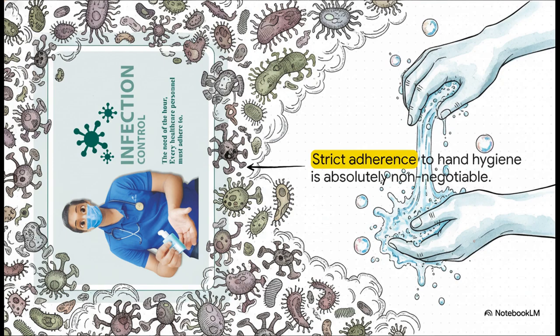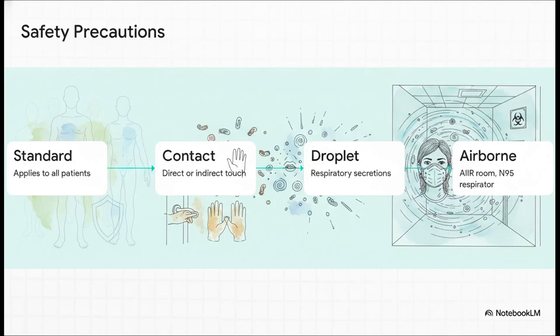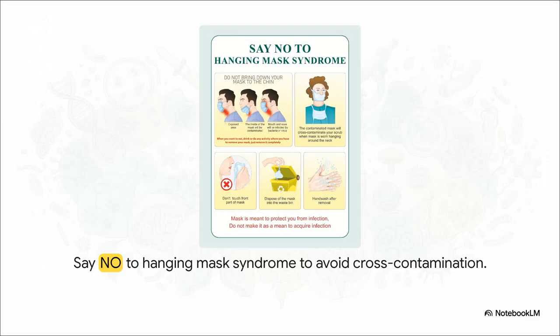No exceptions. Beyond standard precautions, which apply to every single patient, every time, you've got to know exactly when to step up to specific transmission-based precautions based on the suspected clinical syndrome. Patient has infectious diarrhea? Move to contact precautions. Suspect influenza? Droplet precautions. And for airborne threats like TB, you must use an airborne infection isolation room and snap on that N95 respirator. Oh, and remember this absolutely crucial point.